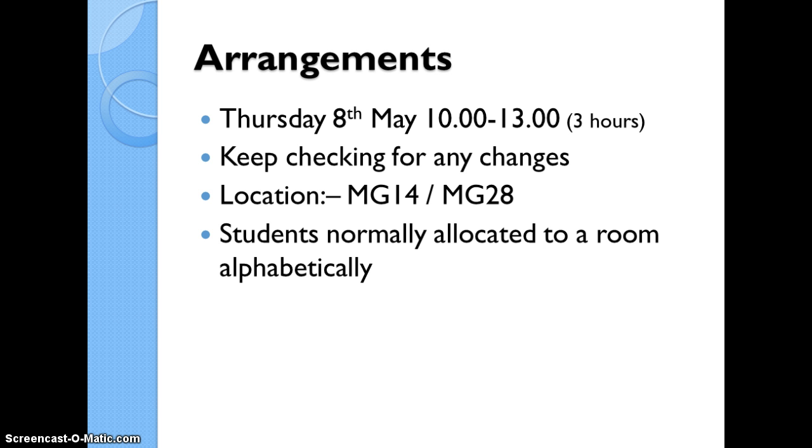The location is currently set for 2 rooms, MG14 and MG28, and students are normally allocated to a room alphabetically by their surname. So a poster will be put up somewhere indicating, I don't know, surnames A to M in one room and N to Z in the other, but you need to actually check that to make sure you're absolutely certain of the arrangements.